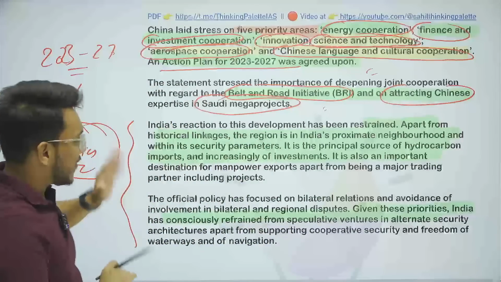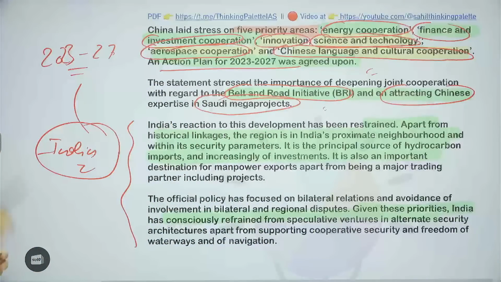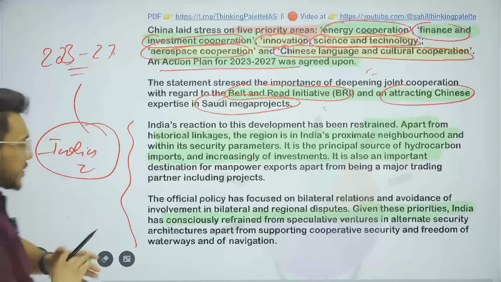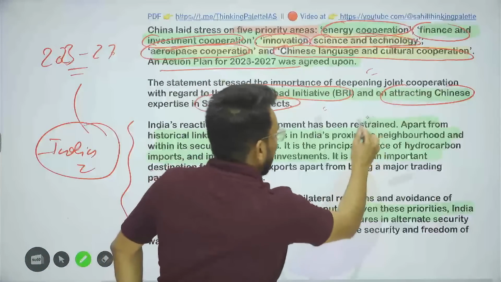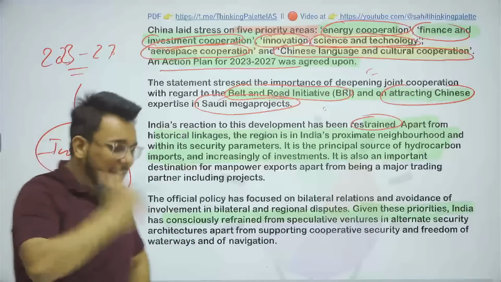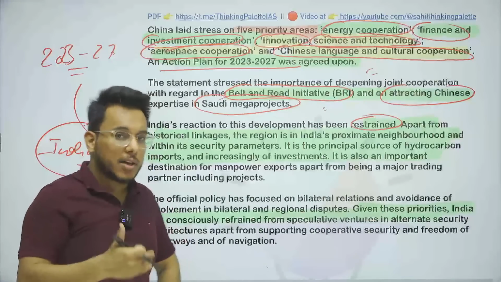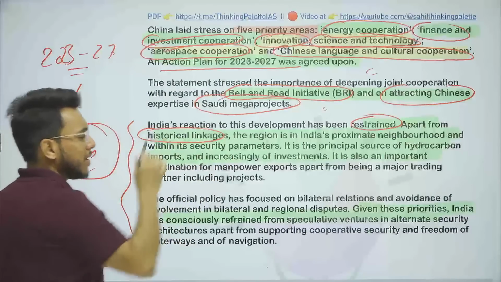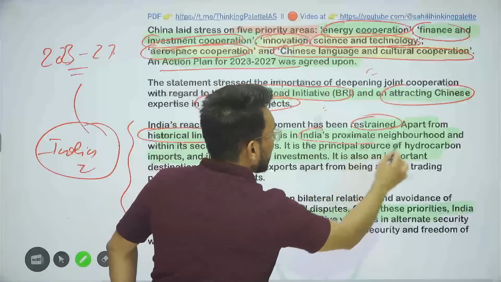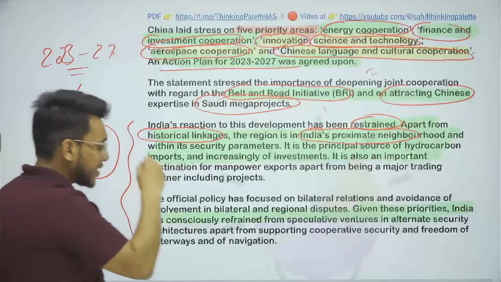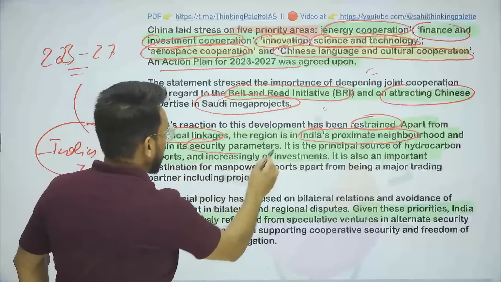But guys, as the development in West Asia is going on, understand this: India's reaction is restrained. India has not criticized it. India has not opposed it. Why? Because first of all, India has historical linkages with this region. This region comes into India's extended neighborhood, the West Asia region. Moreover, guys, this West Asia region also comes within the security parameters of India.